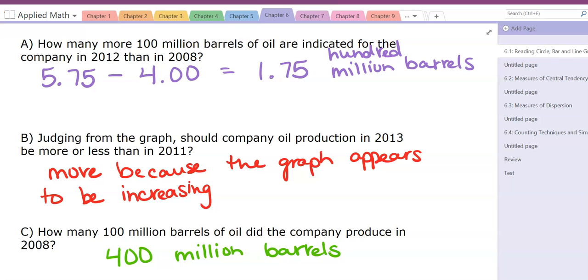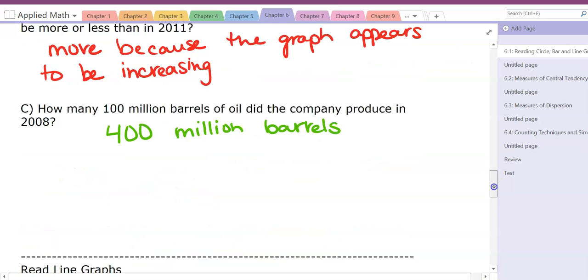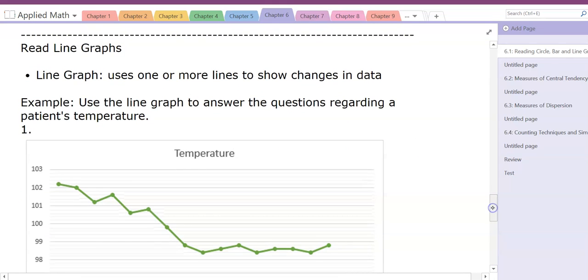The final graph that we're going to talk about is a line graph. Line graphs use one or more lines to show changes in data. This would be used a lot. Like I said, they're using it right now to track the number of cases reported every single day, going up and down over time. This could also represent profit for a company. If one year they sell a lot more, the next year they lose a lot more, those kinds of things.